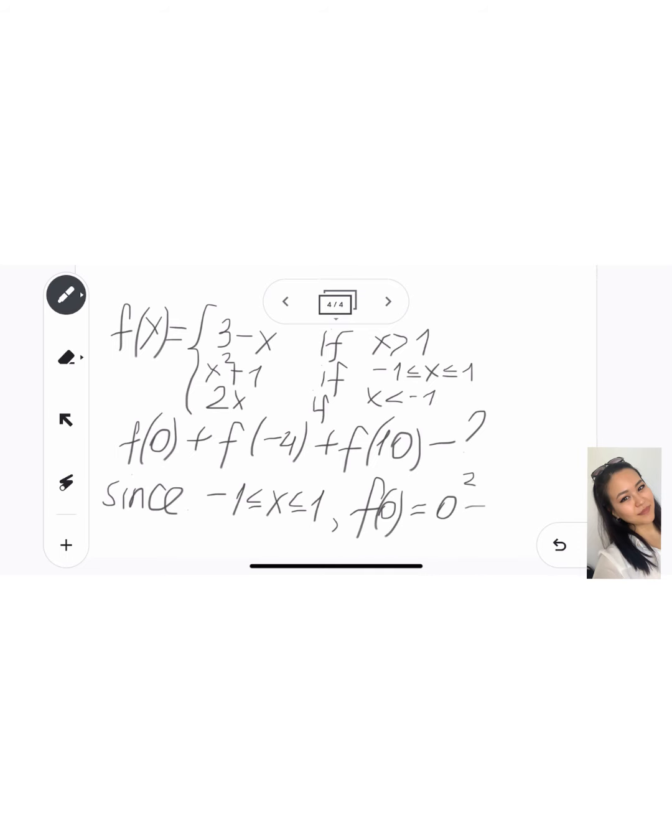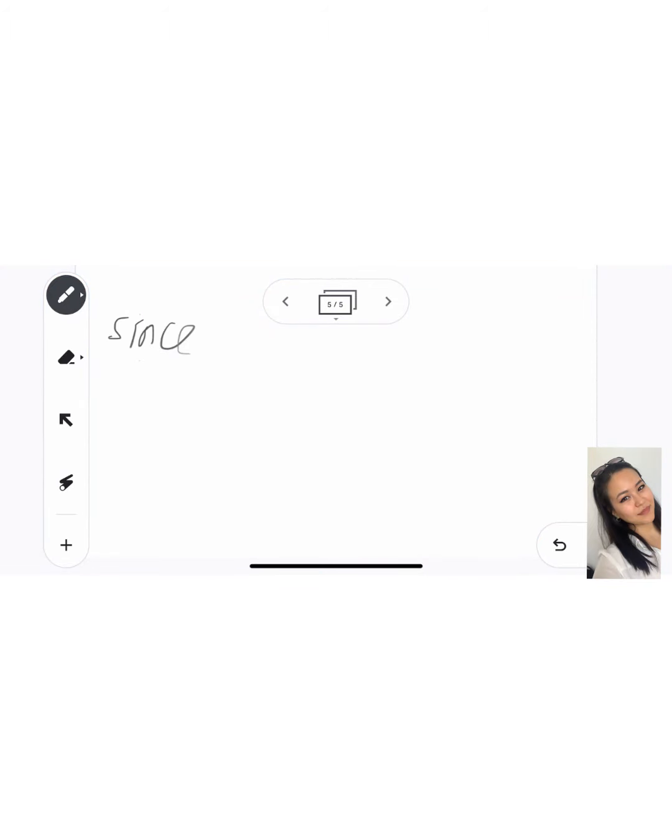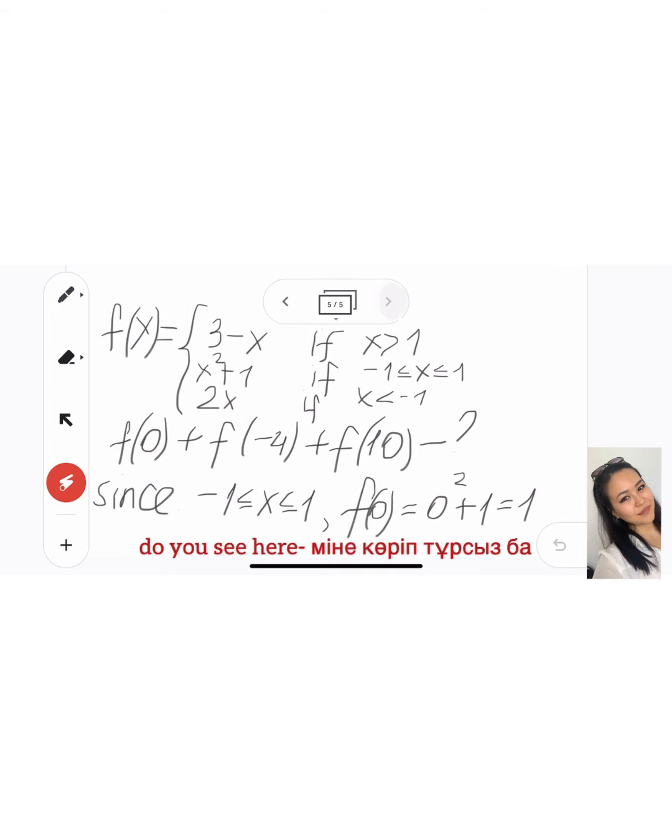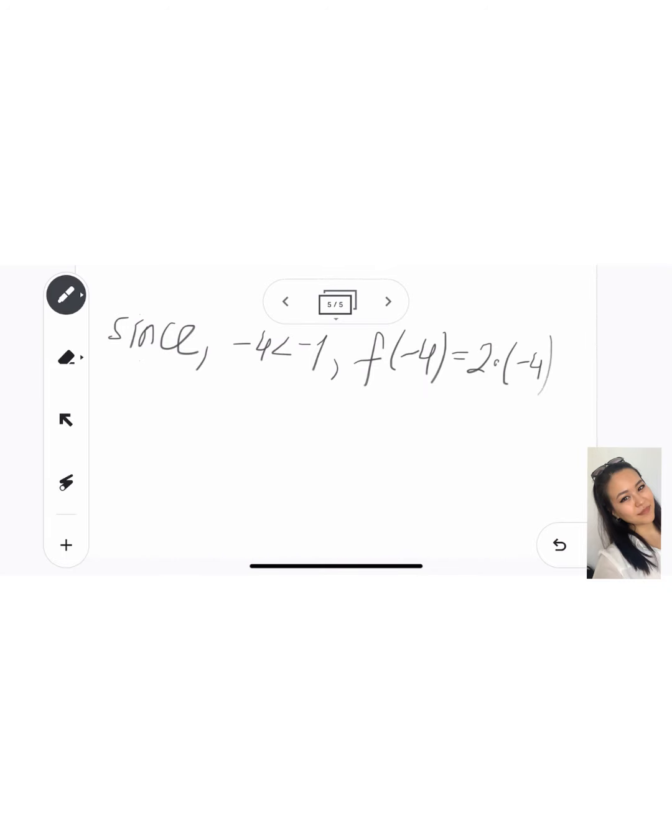So since x is between negative 1 and 1, we substitute 0 into the second function, x squared plus 1. So it equals 1. The next one is minus 4. Since it's less than minus 1, the third condition, we substitute it in the 2x function. Do you see here? So we get f of negative 4 is 2 times negative 4 equals negative 8.